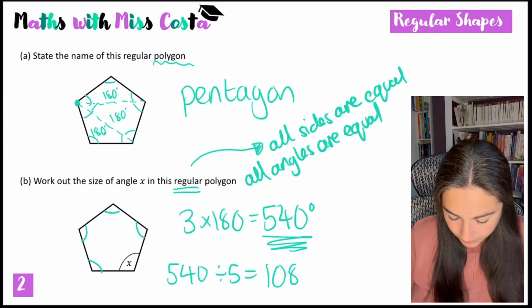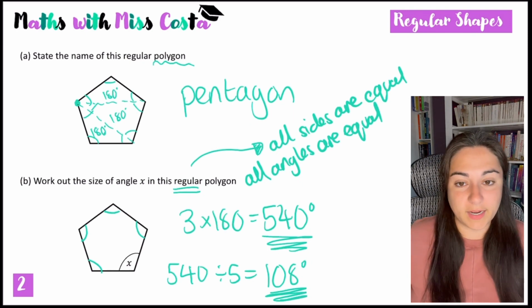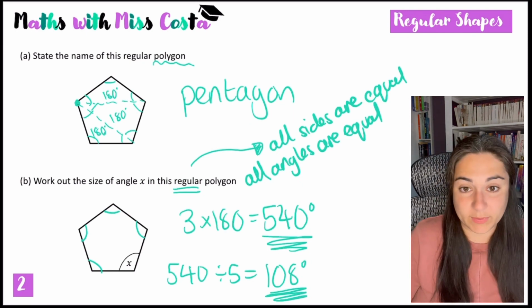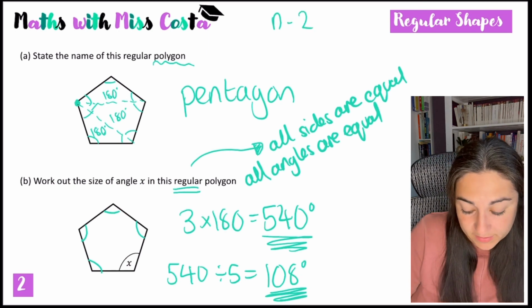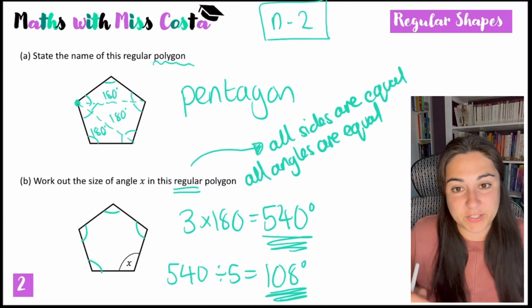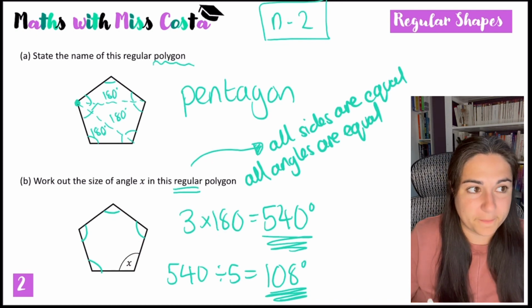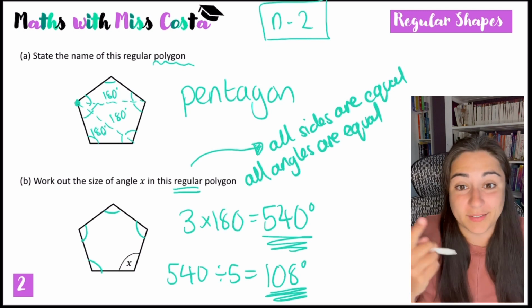Okay, so that's how you'd work out the angles of a regular polygon. Think to yourself, how many triangles can fit into it? Generally, I mean, not generally, but always, however many sides there are going to be 2 less triangles. It's like a 5-sided shape had 3 triangles. A 3-sided shape has 1 triangle. It's called a triangle.